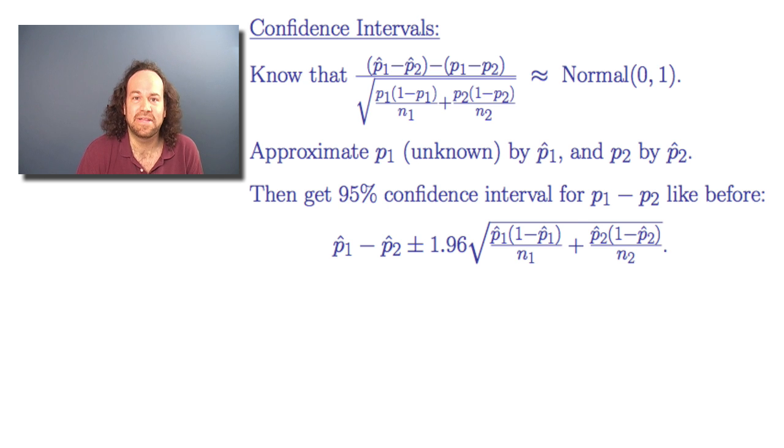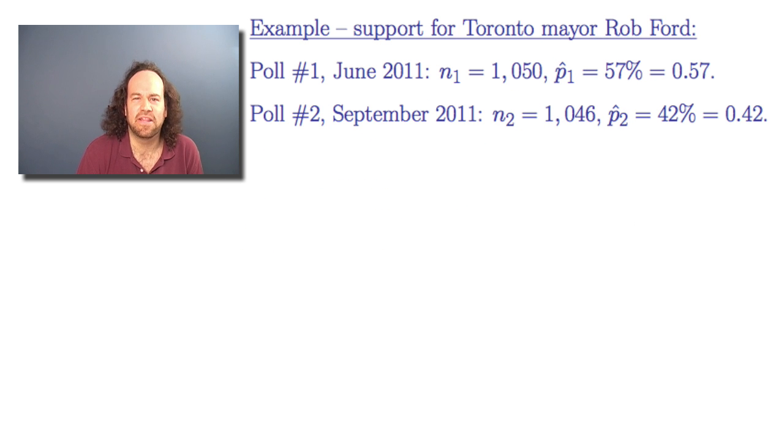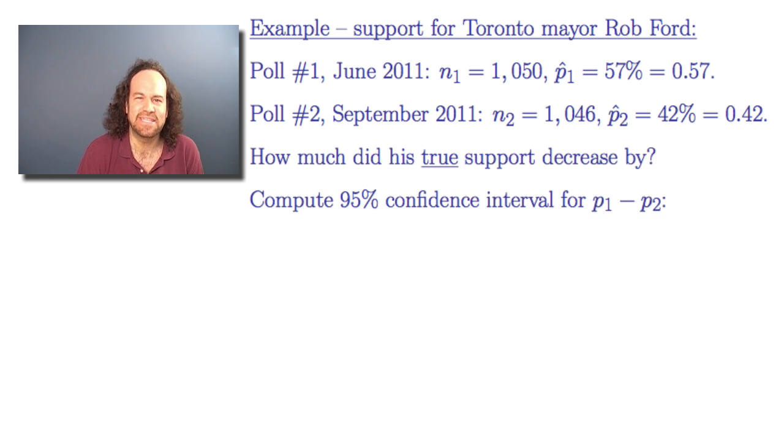So let's try a simple example of that. Let's begin by recalling that we were talking a few lectures ago about some poll results for Toronto's mayor, Rob Ford, and there was a poll done in September of 2011 which said that his support had dropped compared to a previous poll. The previous poll was in June of that same year, and here are the results. The number of people surveyed was 1,050 with his support at 57% in the first poll, and was 1,046 with his support at 42% in the second poll. So it certainly seems like there was a drop, but suppose we want to get a confidence interval for how much of a drop there really was.